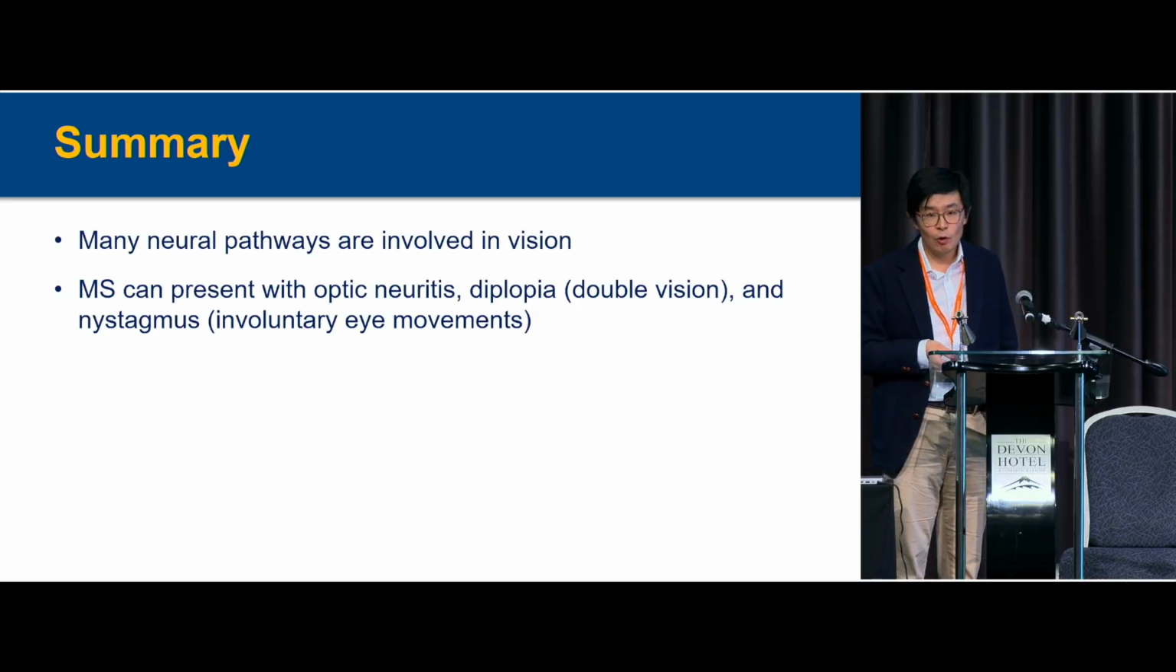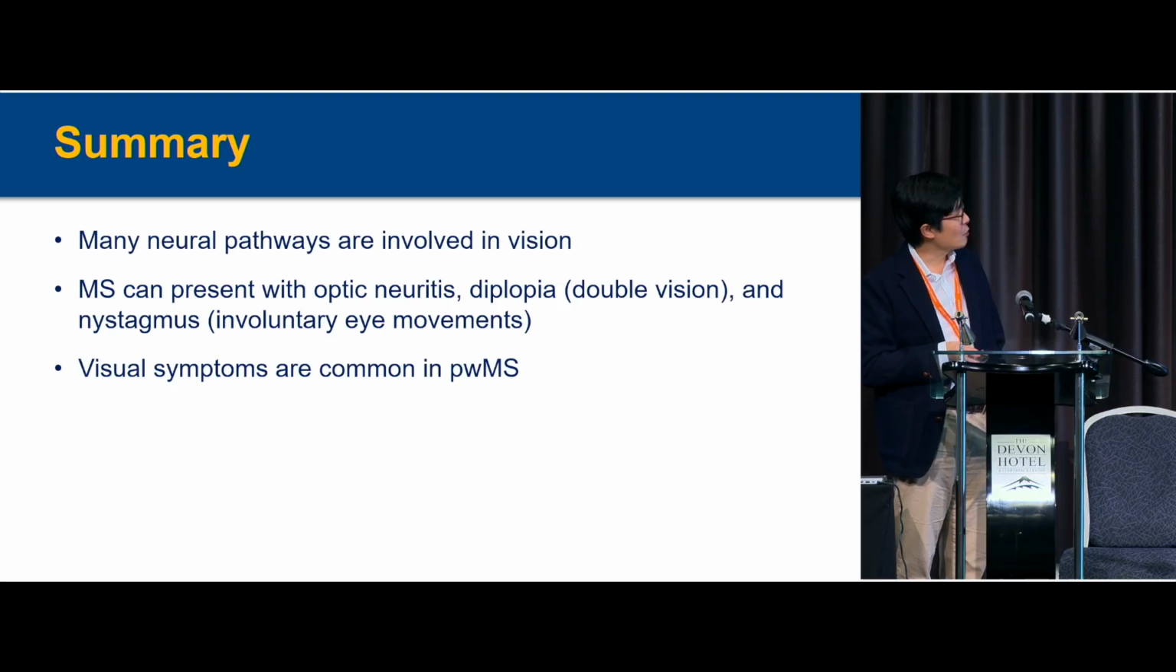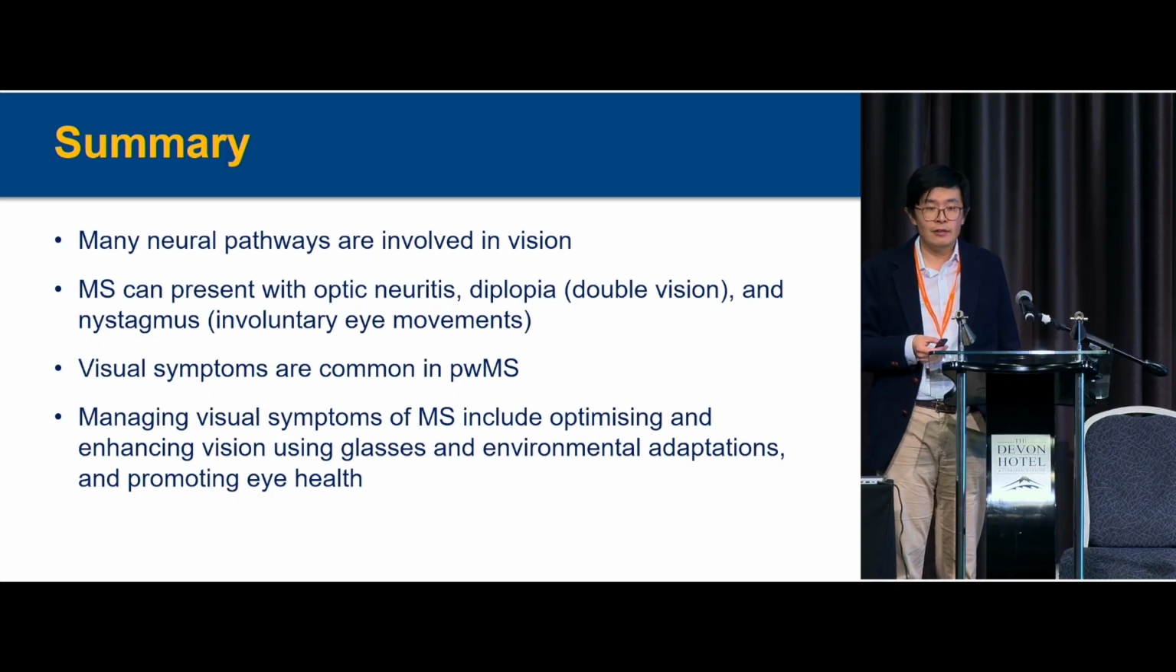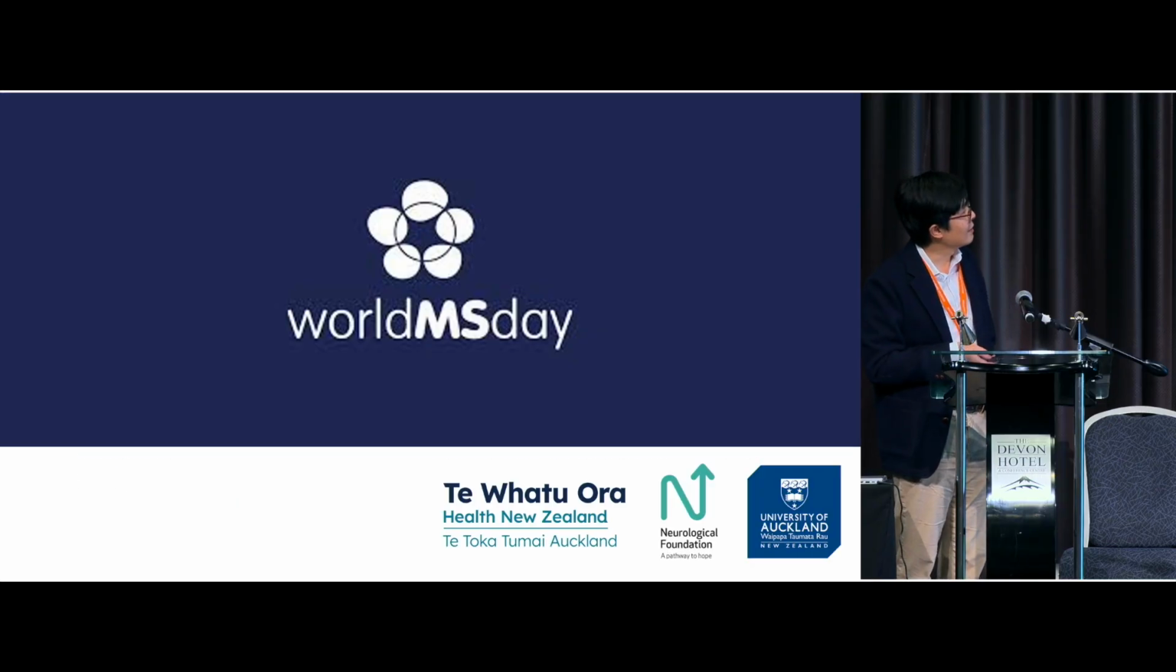MS can present with optic neuritis, diplopia, double vision, and shaking of vision as well. Visual symptoms are really common. And managing visual symptoms includes a number of things. It's not only about optimizing MS treatments, but also thinking about ocular health and eye health in general as well. And I'll finish there.